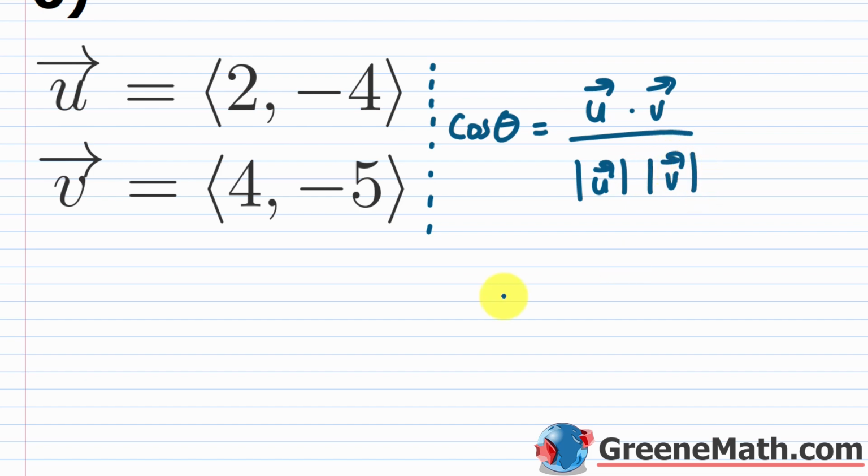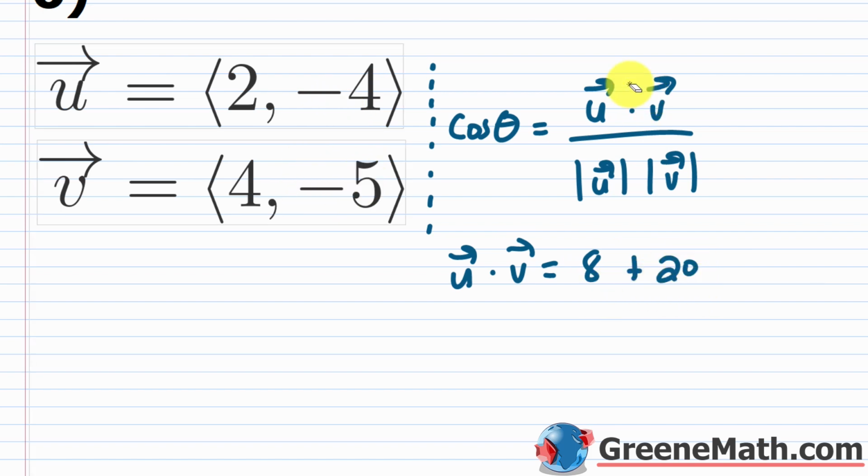So first I'm going to figure out the dot product of the vectors u and v. So to do that, again, we'll go u dot v. This is equal to, you're going to multiply the horizontal components together. So 2 times 4 is going to give me 8. And then plus, multiply the vertical components together. So -4 times -5 is 20. So 8 plus 20 is going to be 28. So this right here is going to be 28.